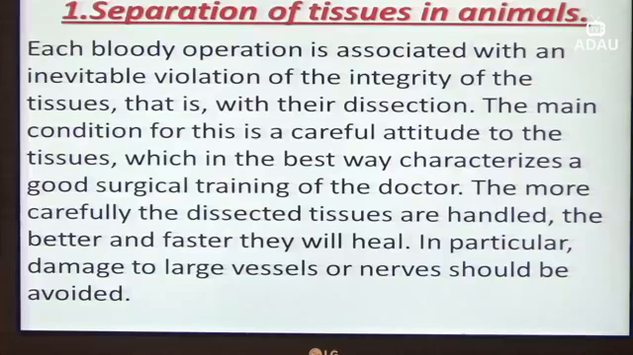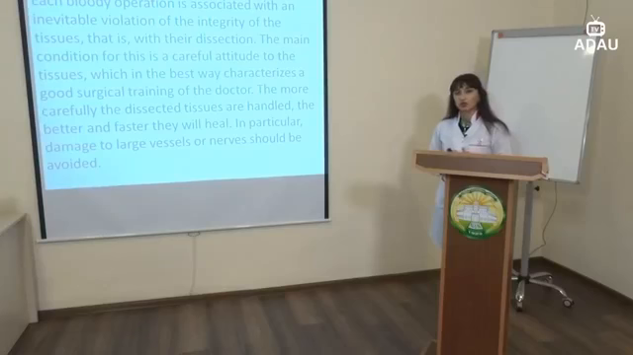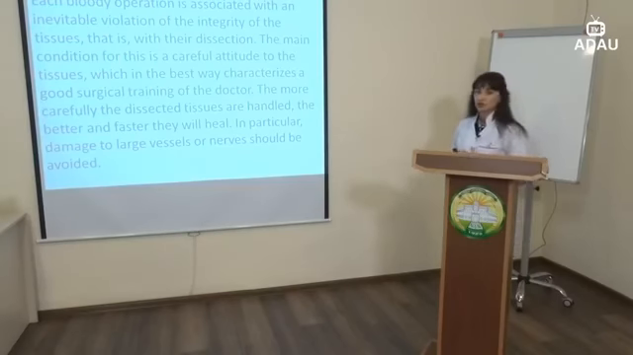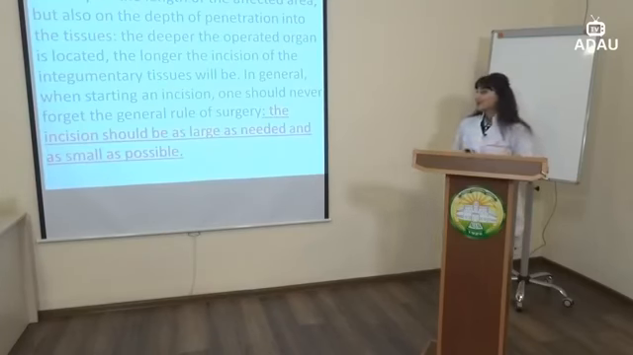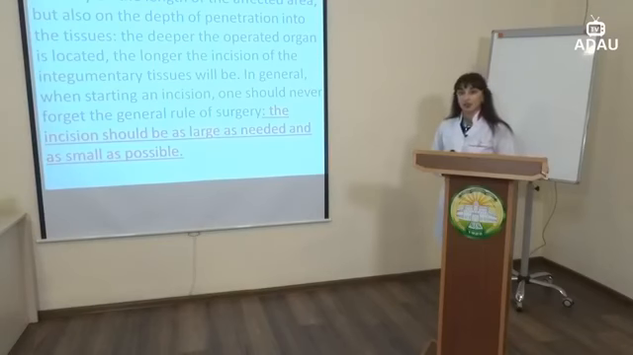The first part of our lecture, separation of tissues. Each operation is associated with a violation of the integrity of the tissues, and every veterinary surgeon should know one general rule of surgery. You should know the general rule: the incision should be as large as needed, as small as possible. We should know that.